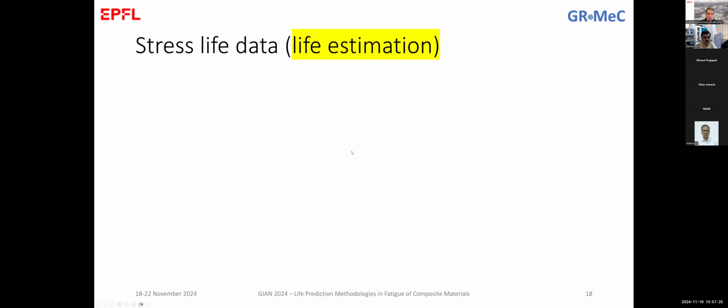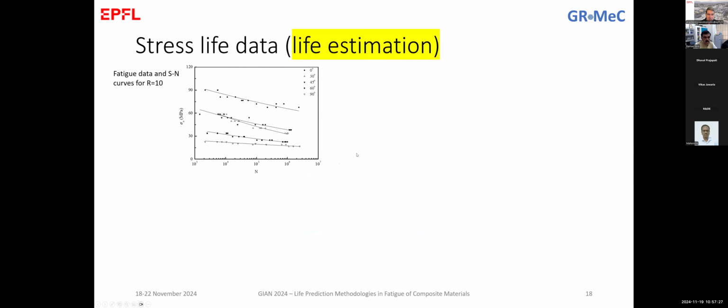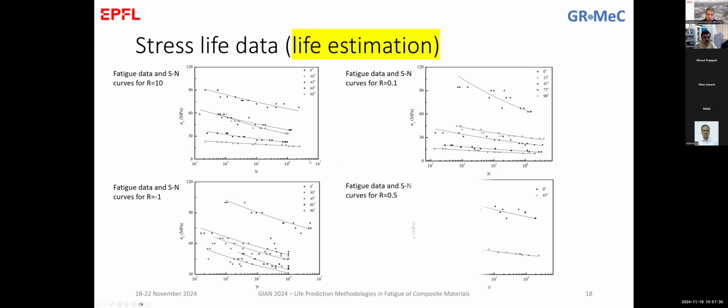So the results are given here. I will open all of these graphs to discuss. We have results for R equal 10, so compression. We have results for R equal 0.1 for tension, reverse loading, -1, and 0.5, which is only tensile loading at a higher mean stress. And this testing was there to investigate the mean stress effect.